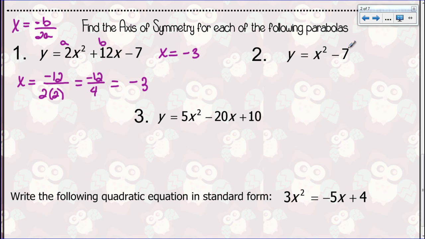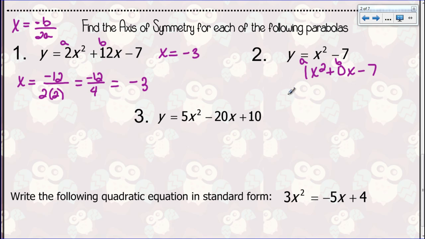Now number 2 here is a little different because I have an x squared, but I don't have an x, and so that's one of those, like when we factored these, because this isn't a difference of 2 squares, I would write it out. So I would have x squared plus 0x minus 7. It's going to come in handy when we do this. So a is 1 because there's an invisible 1 there, and b in this case is 0.